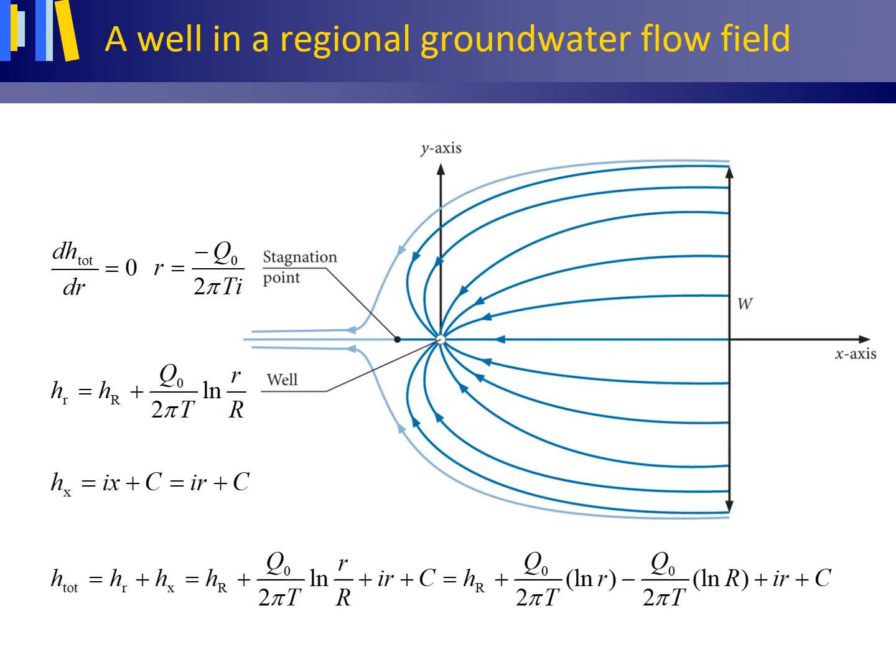This figure shows the plan view of the streamlines to a pumping well in a regional groundwater flow field in dark blue color, and the regional groundwater flow field in light blue color. Note the position of the stagnation point in this figure. Please note that stagnation is not limited to this point, but that there is a stagnation curve in between the regional groundwater flow and the groundwater flow to the well.